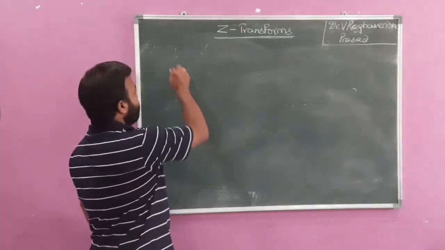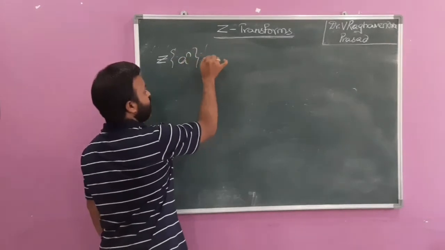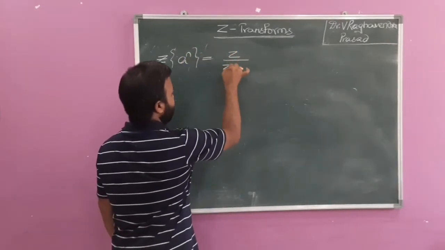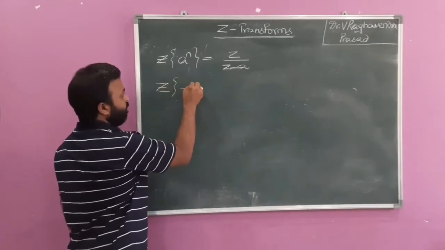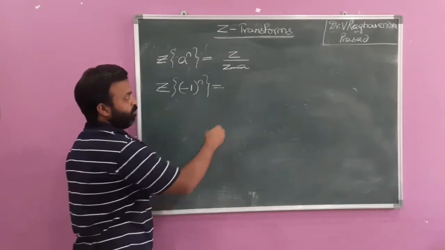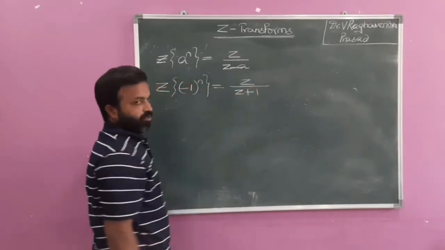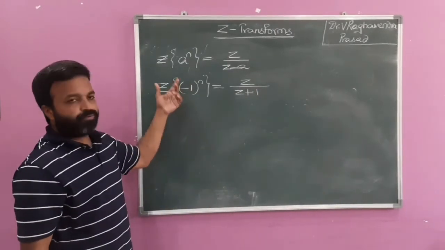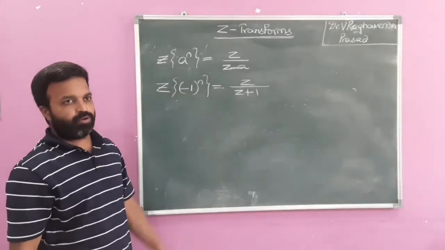And we know that the Z transform of a power n is z by z minus a. Now, the Z transform of minus 1 whole to the power of n: in place of a we have minus 1. This gives z by z plus 1. So we make use of the a power n formula here to find the Z transform of minus 1 whole to the power of n.